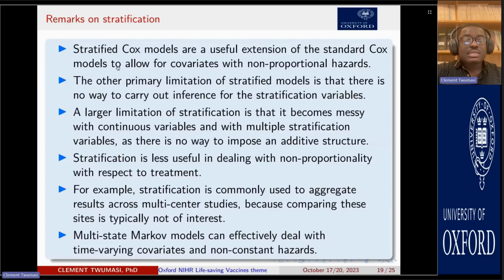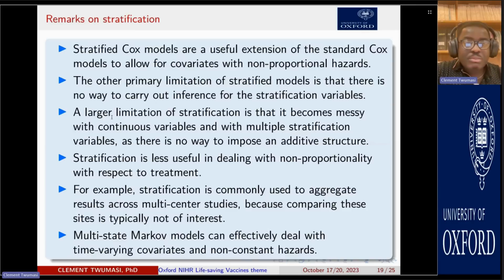The remark is that stratified Cox proportional models are a useful extension of the standard ones. They allow covariates with non-proportional hazard assumptions to be controlled for. But the limitation is that you cannot make any inference about the stratification variables. You are just controlling for them. It's just like fitting a mixed effect model. Once you consider some variables as random effects in your model, you cannot make any inference about them. You are only controlling for them because you believe they introduce some hierarchical structure to your data.